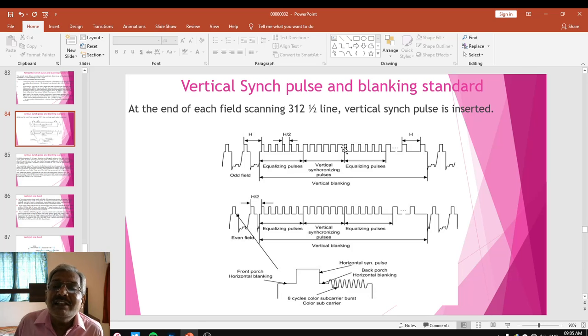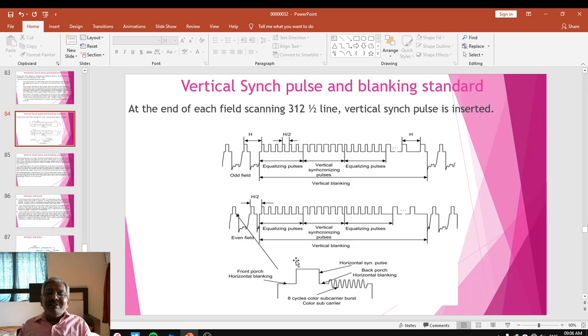In between that, there are the serrated pulses, the vertical sync pulses, which do the job of vertical synchronization of the camera scan and also the television screen scan, and also to interlace the odd field as well as the even field with each other.